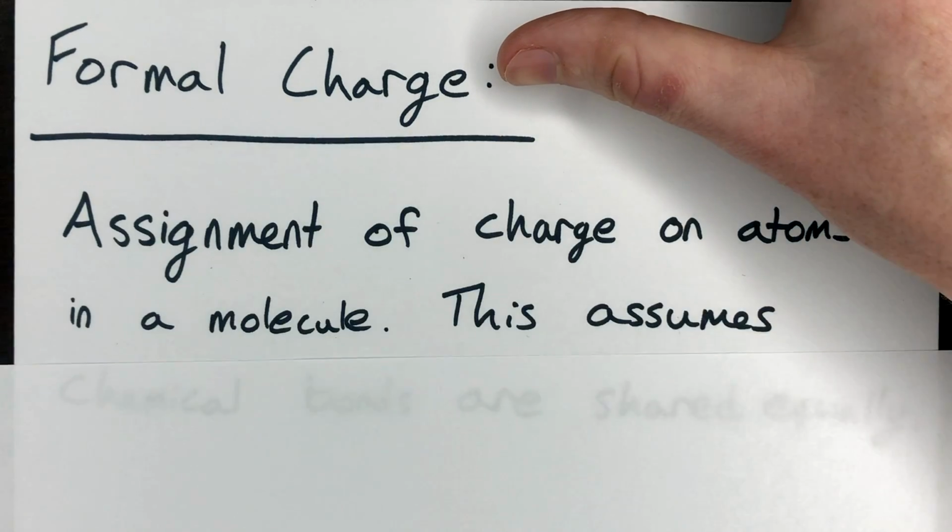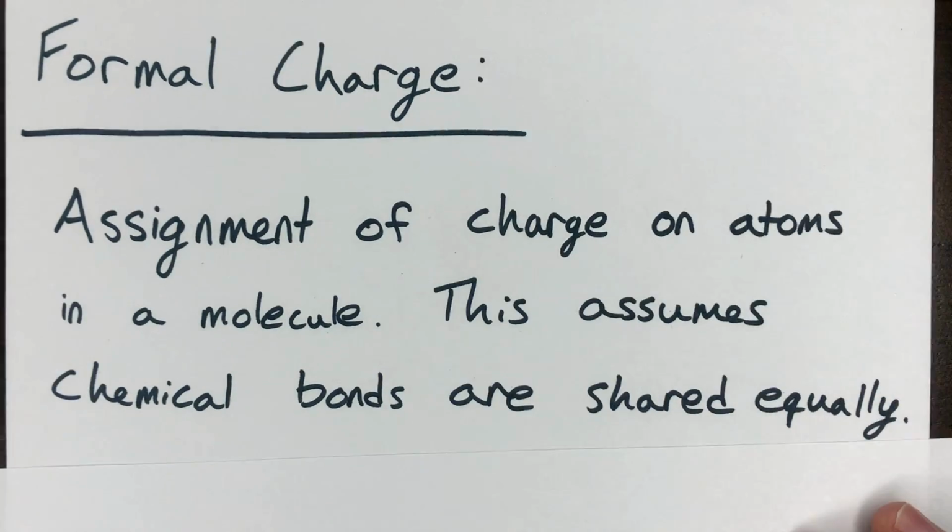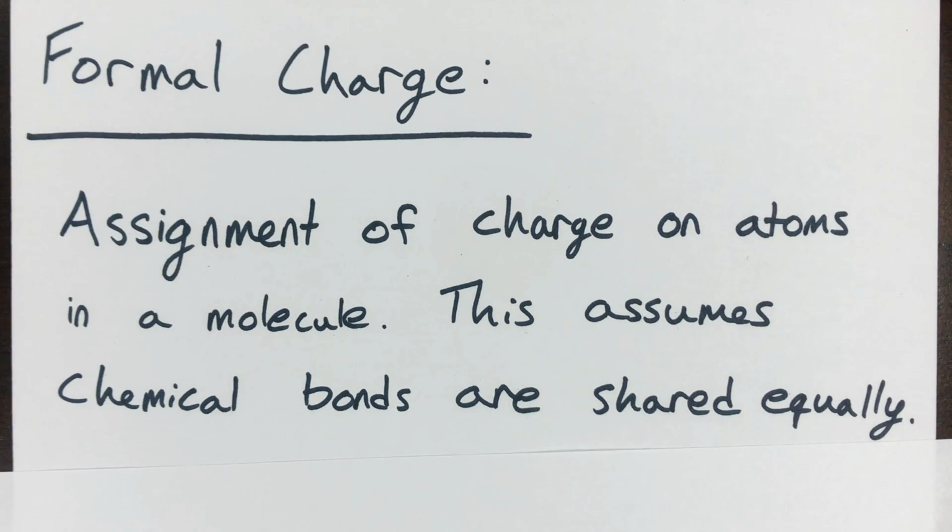So first of all, let's define formal charge. Formal charge is an assignment of charge on atoms in a molecule, and it assumes that chemical bonds are shared equally, which we know from electronegativity is not essentially true, because certain atoms are going to want to hog those electrons more than other atoms. So it makes for an unequal sharing of the electrons in a chemical bond, and that is not something that is typically considered in formal charge.